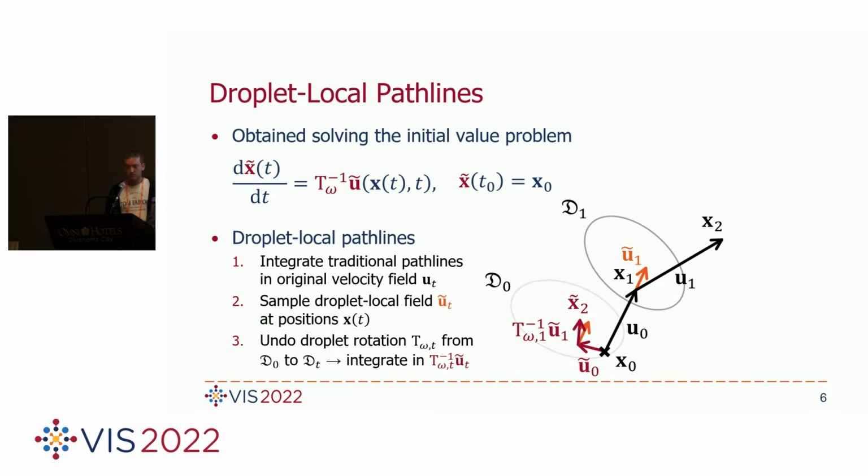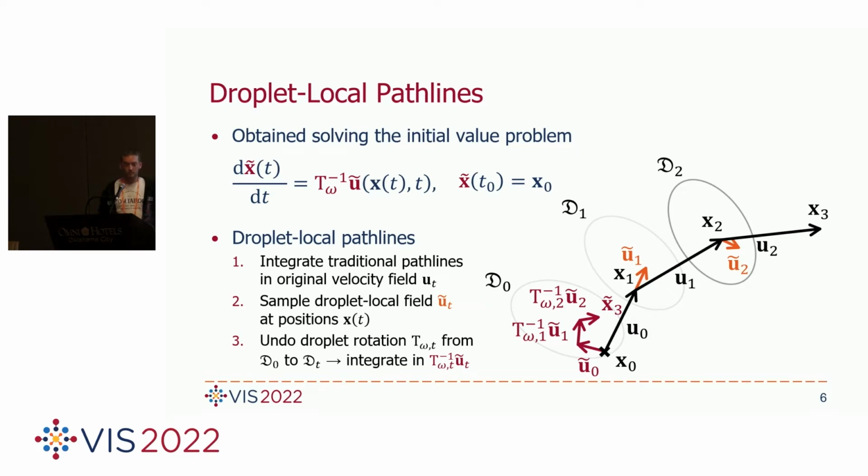And if we just do this over and over again, we can see that here, if we compare the original path line in black to the one in red, that's just the droplet local path line. We can see that now instead of a huge arc, the path line might go in a vortex-like.